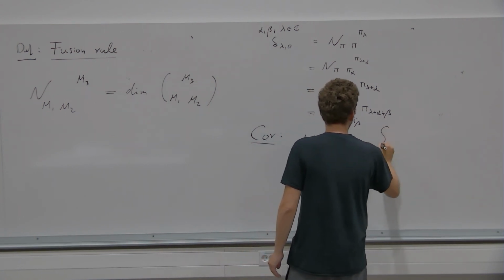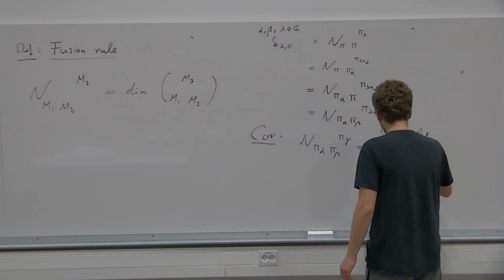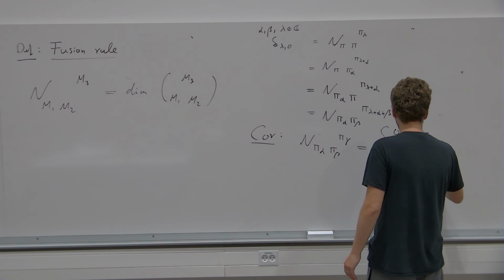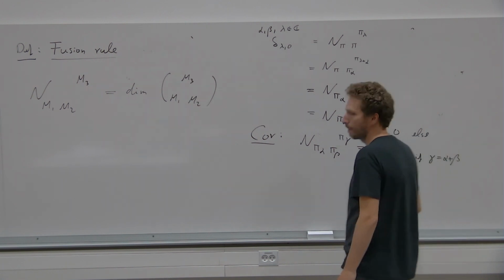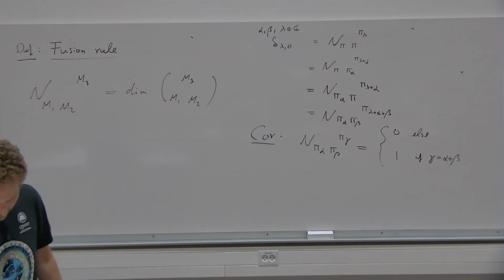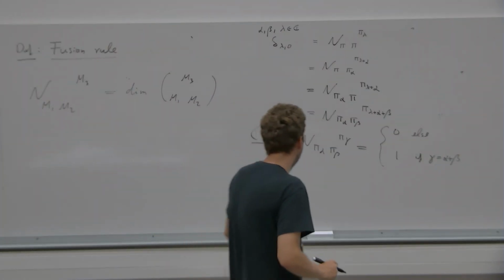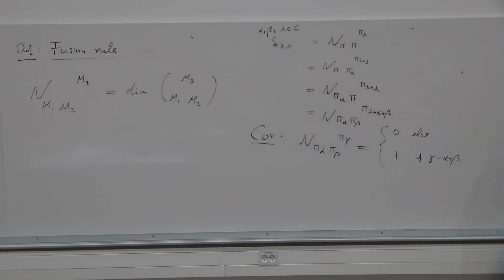So the corollary, we get that the fusion rule of pi alpha, pi beta, pi gamma is equal to 0 almost always, and it's one-dimensional if gamma is equal to alpha plus beta. So somehow a nice statement, right? And let me also give you the general statement, which is very similar, and that's also quite a nice statement.